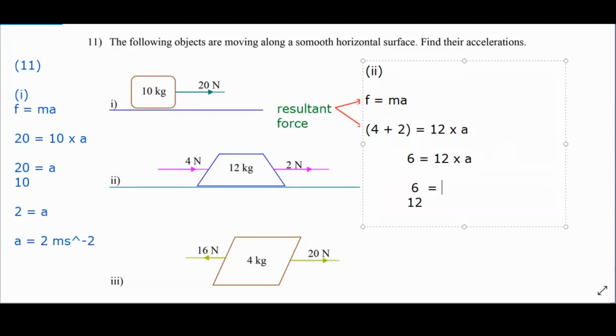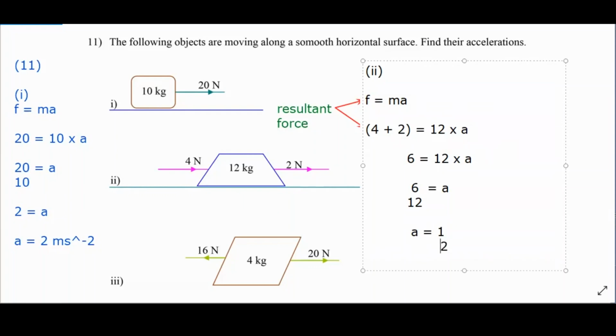6 divided by 12 equals A. Got it? So 6 divided by 12 is half. So it's very much clear. 6 divided by 6 is 1. 12 divided by 6 is 2. So A equals half, 1 divided by 2.